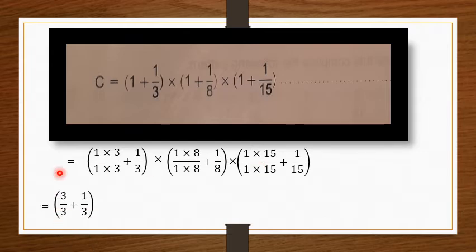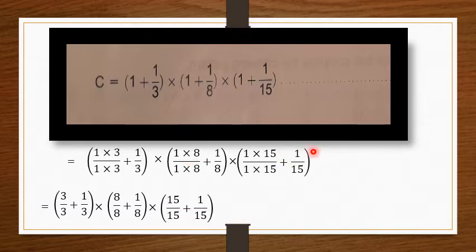So here it's 3 over 3 plus 1 over 3, times 1 times 8 is 8, so it's 8 over 8 plus 1 over 8, times 15 over 15 plus 1 over 15. Now let's solve what's inside the parentheses. Here we have the same denominator, so I simply add the numerators. 3 plus 1 is 4, and the denominator is 3, times 8 plus 1, which is 9, over 8, times 16 over 15.